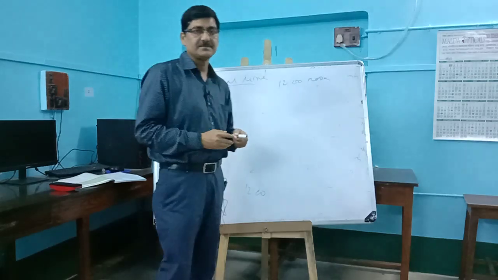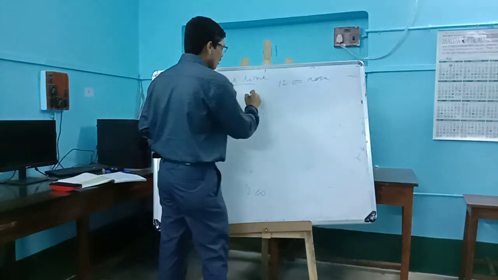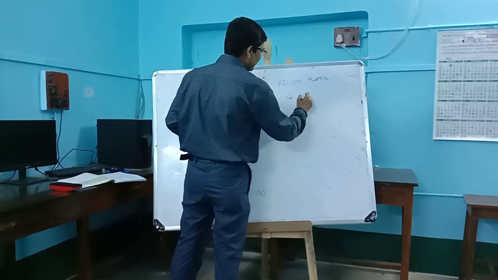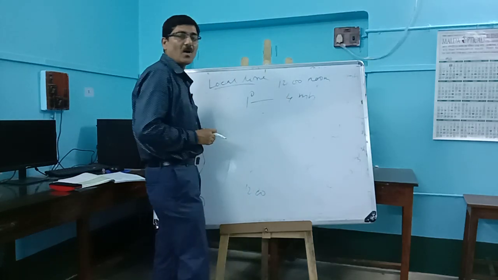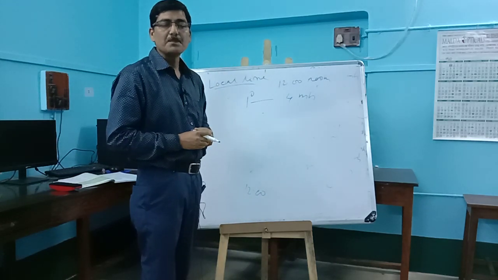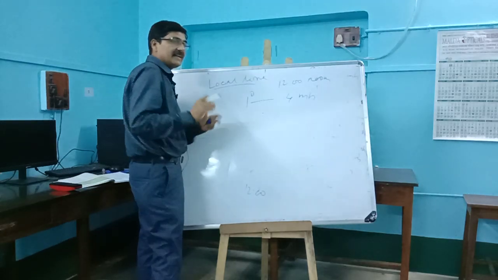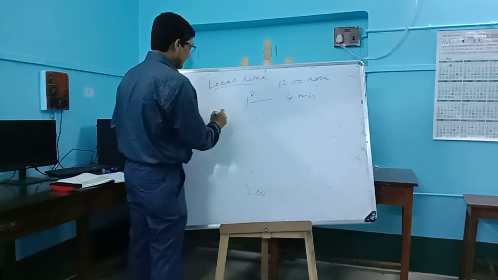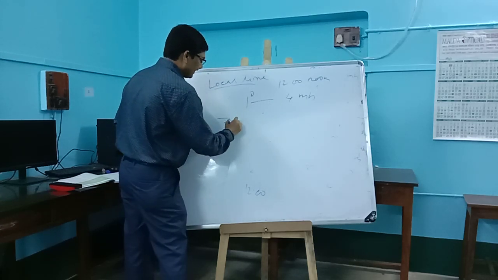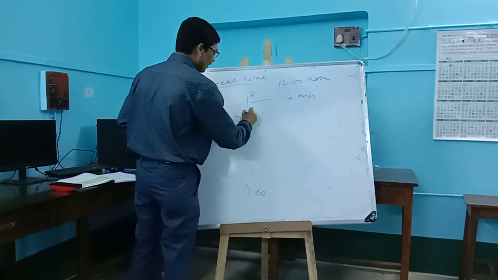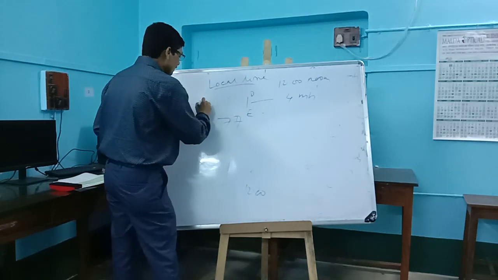I am giving an example. Just now I told you, 1 degree makes a difference of 4 minutes. Suppose Mumbai in India is located at 77 degree east longitude. This is Mumbai.